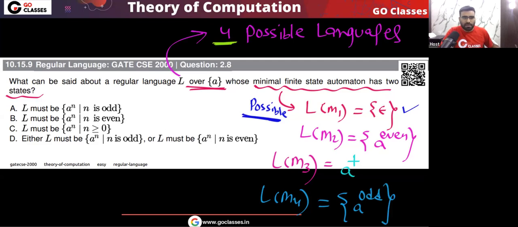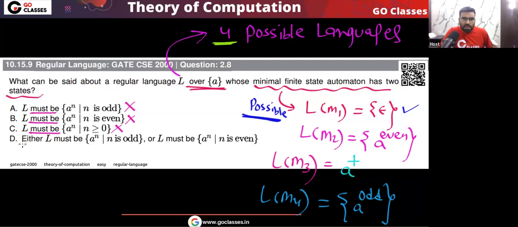The first option is saying L must be A power odd. Focus on "must be". L must be A power odd: this is wrong. L must be A power even: this is wrong. L must be A plus, sorry, A star: this is wrong. Okay, is this clear?